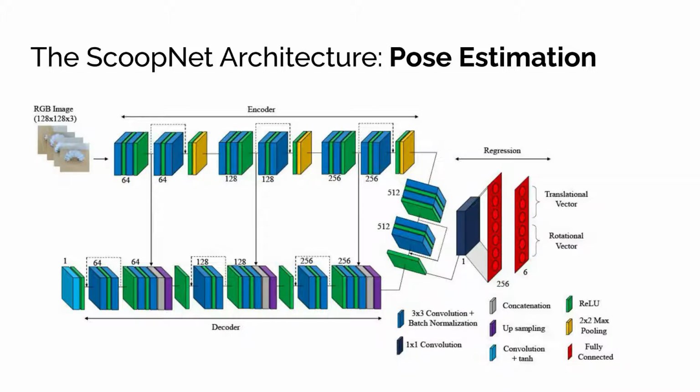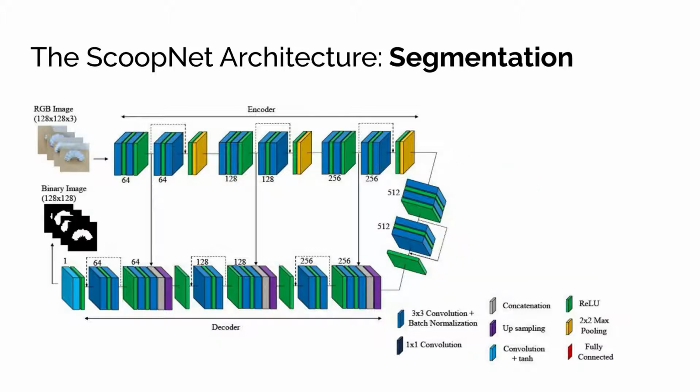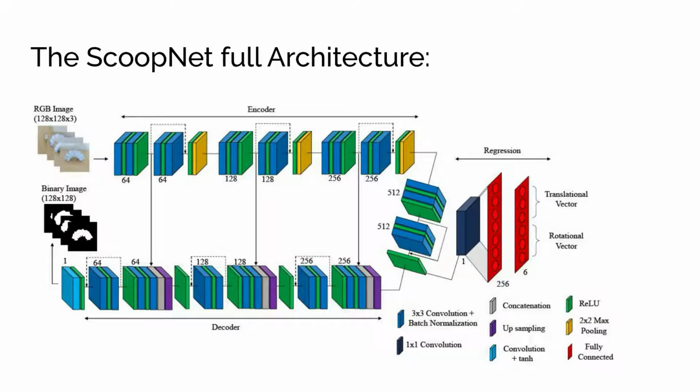The input of the network is a real-world image of an origami. The ResNet encodes the image into a lower dimensional latent space. A series of fully connected layers are added to get the pose of the object. The latent space is reutilized to get the shape of the origami. The UNet decoder uses the latent space to generate a semantic map. This is the full ScoopNet architecture.